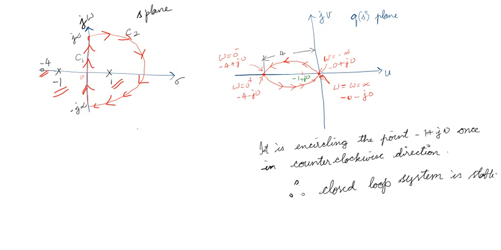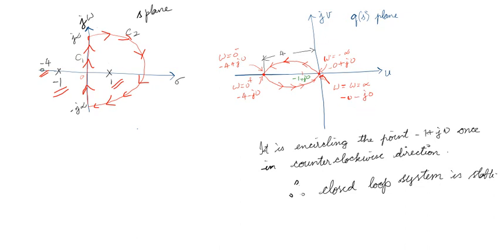Let's see whether it is doing that or not. For that, I am going from minus infinite. For minus infinite, the corresponding point is this. From minus infinite, I go to 0 minus. For 0 minus, the point is minus 4 plus j0. Then I go to 0 plus. For 0 plus, the point is minus 4 minus j0. It's here. Then I go to plus j infinite. For that, the corresponding point is minus 0 minus j0.